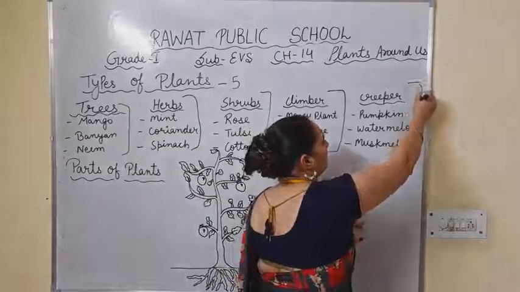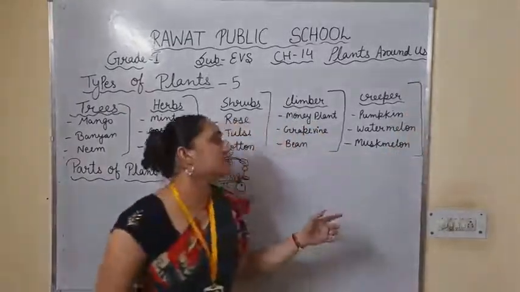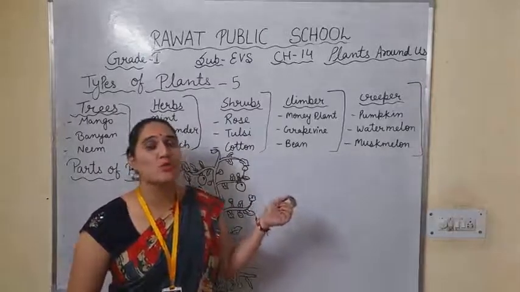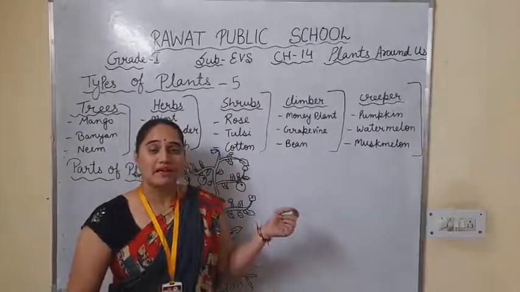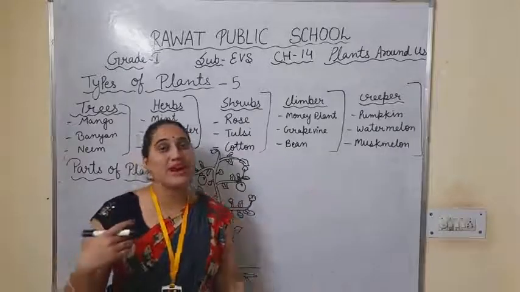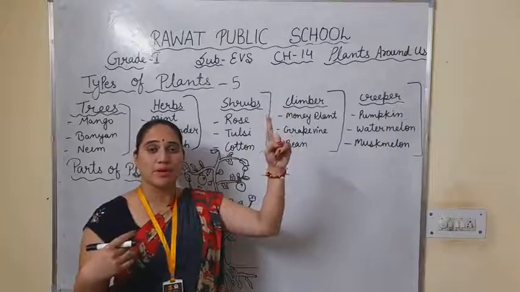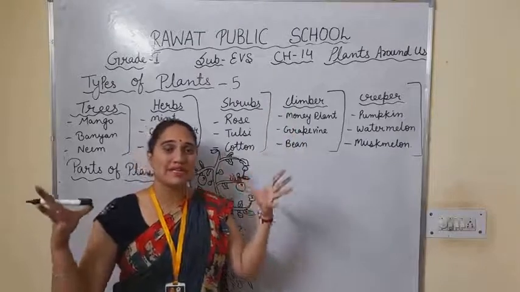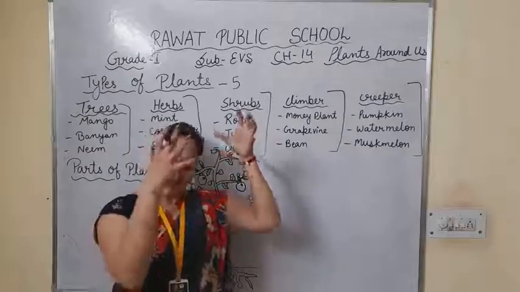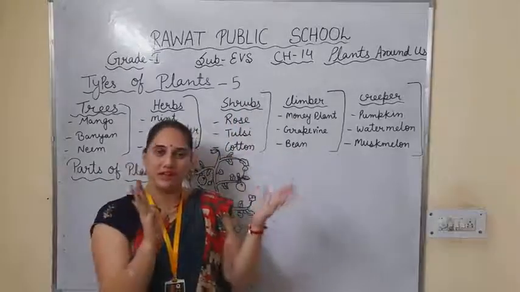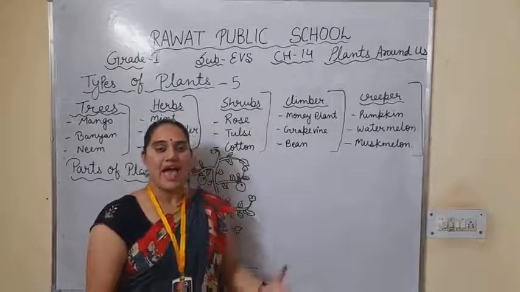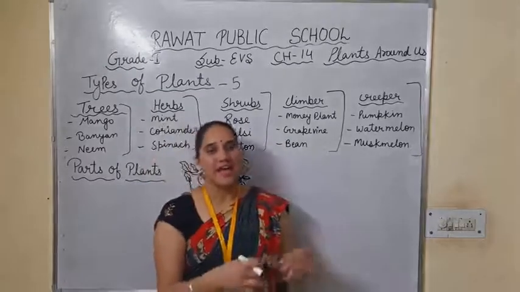Last we talk about creepers. The creepers are those plants whose stems are also very soft. But we can't keep them growing upwards, because their fruits are very big in size. If we keep them upwards, their fruit becomes very heavy and they fall from the plant, and they burst out.